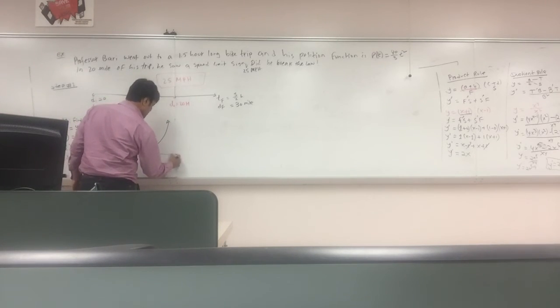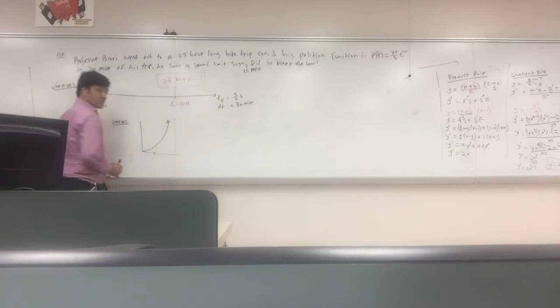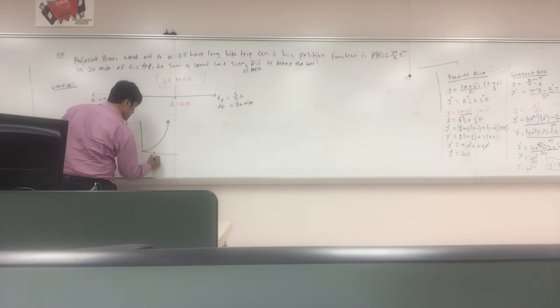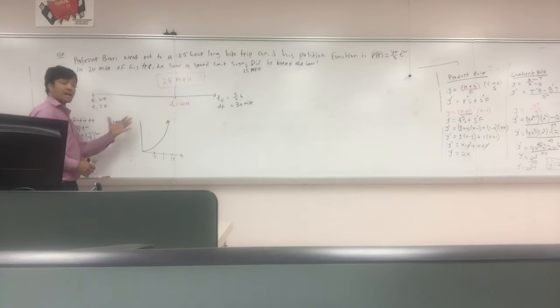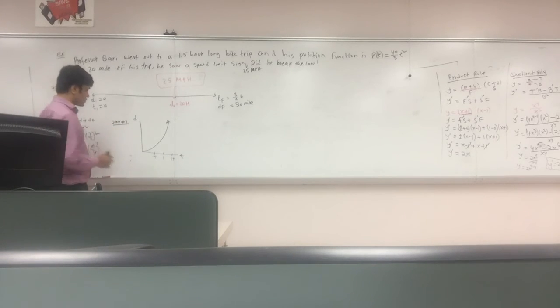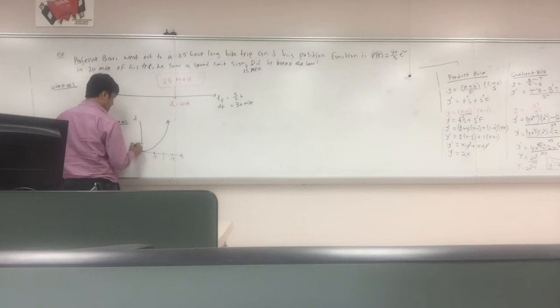So this is 0.5. This is 1, and this is 1.5. This is t, and this is d. And the distance was 30 miles. So this is 10 miles, 20 miles, 30 miles.